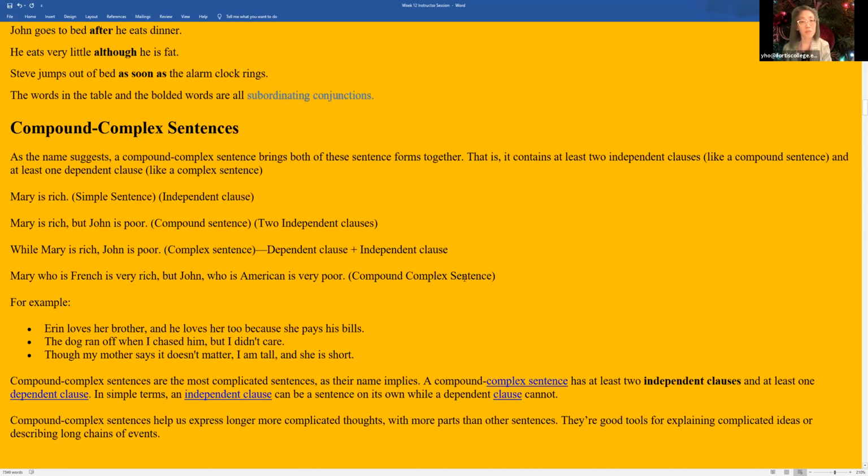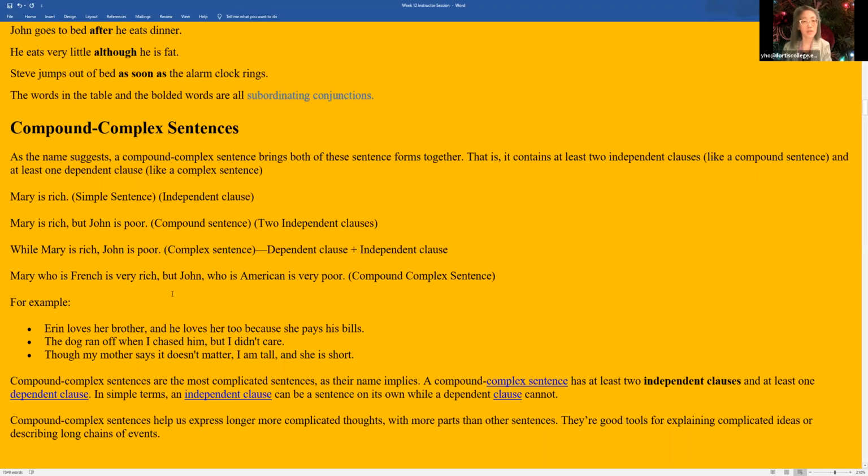So a compound complex sentence is when you combine everything together. Mary, who is French, is very rich, but John, who is American, is very poor. And that's all it is. You thought it was something very complex or very hard to understand, when all it is is just a relative clause. All you do is add a relative clause to your compound sentence, and voila, you have a compound complex sentence. And in English, this is the longest sentence you can have. If you have a sentence longer than this, then it becomes a run-on sentence, and then it becomes awkward.